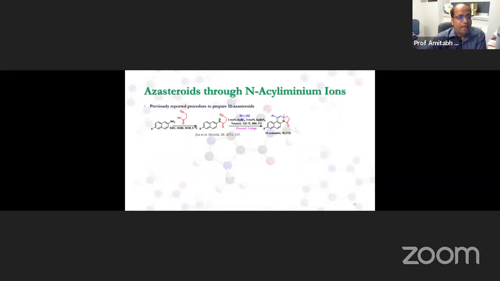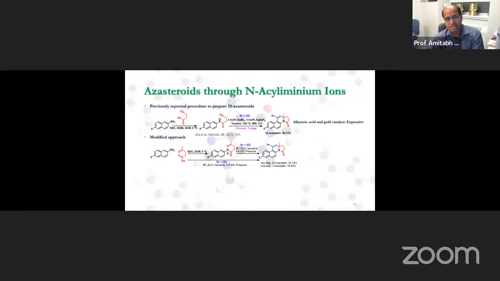Another paper in which we again made another type of heterosteroid. In this paper, we used the alkynoic acid, and that was reacted with, again, naphthylamine, and use of gold catalyst, we were able to actually make this azasteroid. This was done in 2015, but we have now used, in place of alkynoic acid, levulinic acid to make the same set of compounds using much cheaper and much easier chemistry.